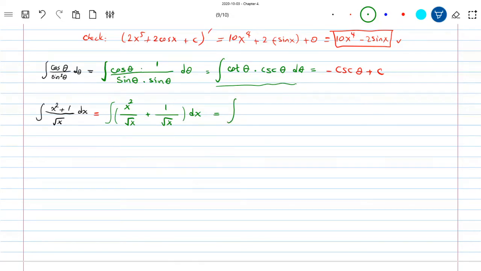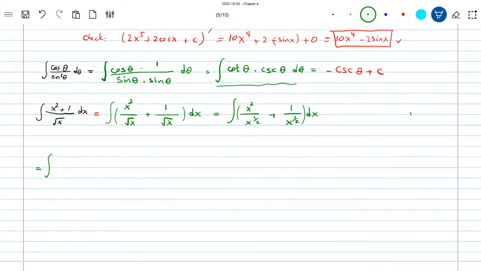Instead of square root of x, you can write it as x to the power 1/2, plus 1 divided by x to the power 1/2, dx. Okay. Now you can write x squared divided by x to the power 1/2 by subtracting the exponents from each other.